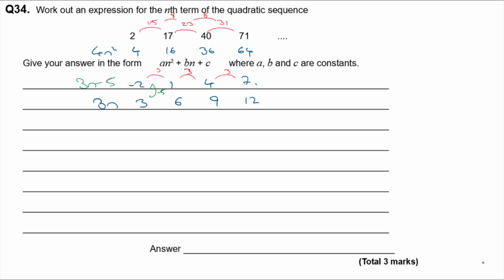Okay, so my entire sequence, nth term an squared plus bn plus c, is going to be un equal to 4n squared plus 3n minus 5. It's basically that bit with that bit on the end.